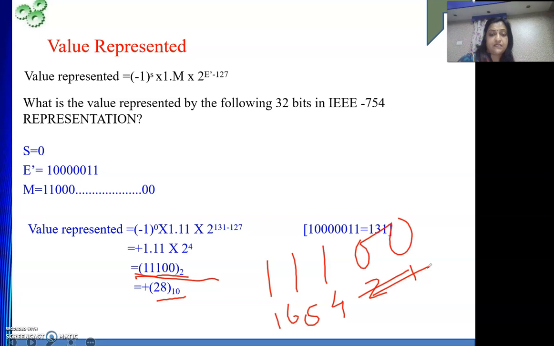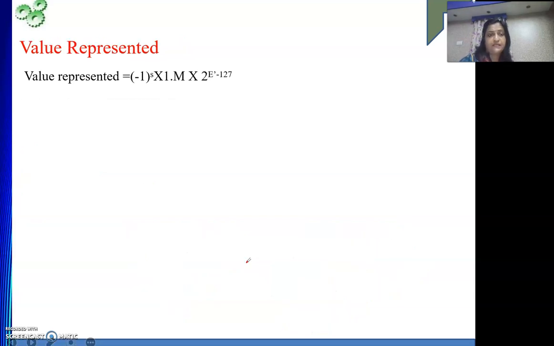16 plus 4 is 20, 20 plus 8 is 28. So this is plus 28, right? So this part is clear. Now we'll do one more example.